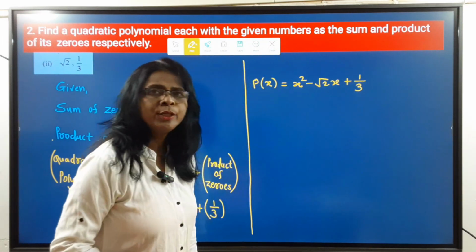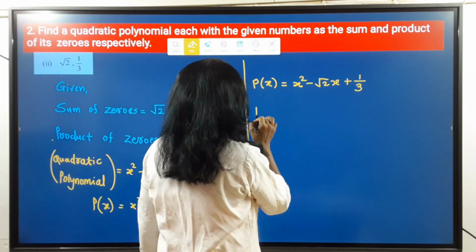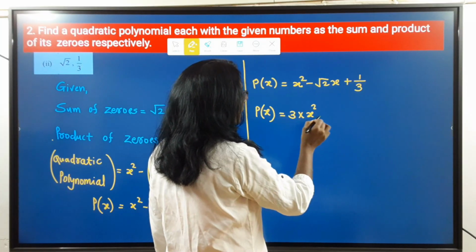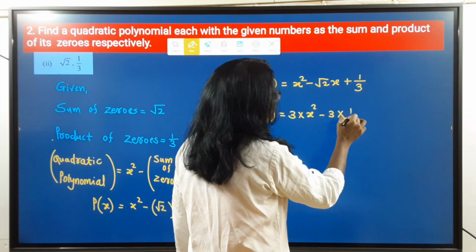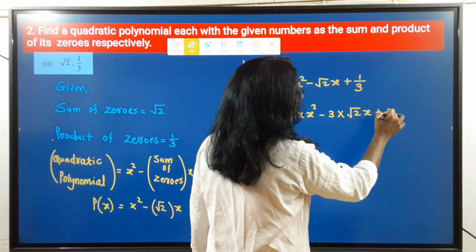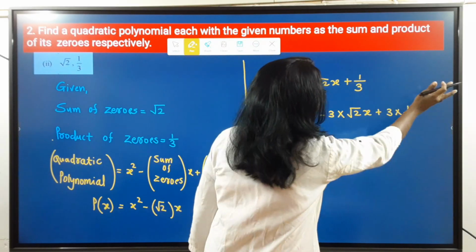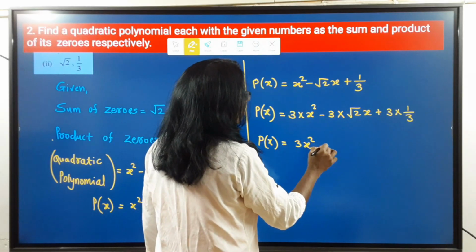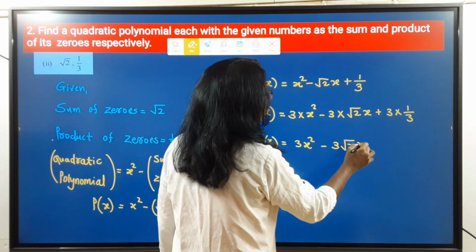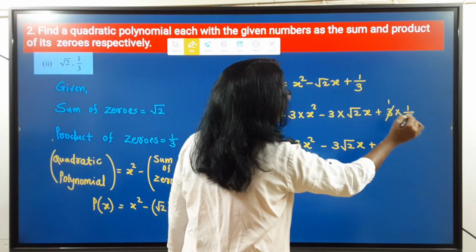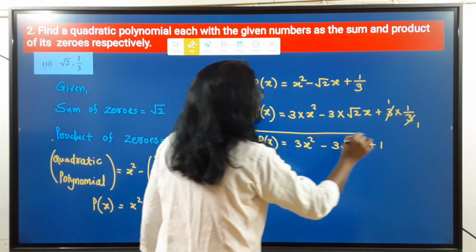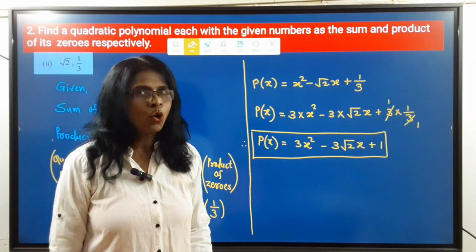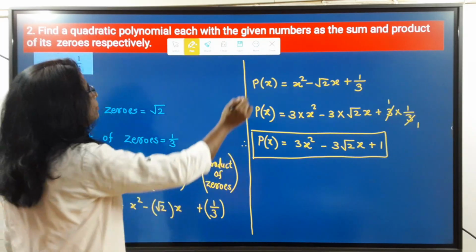Now here students, at the denominator place there is a 3. So in the simplest form, I multiply each and every term by 3. So 3 multiply x square minus 3 multiply root 2x plus 3 multiply 1 upon 3. Okay, that means students p of x is equal to 3x square minus 3 root 2x plus 1, because 3 gets cancelled. So now this is our required quadratic polynomial.